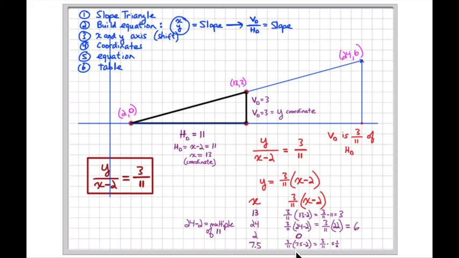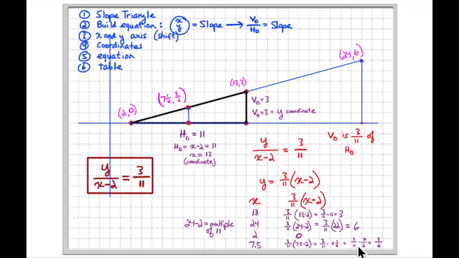So 3/11 times 7.5 minus 2, which is 5.5. So what's 3/11 times 5.5? You know it's going to be 3 halves. You know it has to be half this length. So 3/11 times 5.5: 5 is the same as 10 halves, plus 1 more half is 11 halves. Well, 3/11 of 11 halves is equal to 3/2.